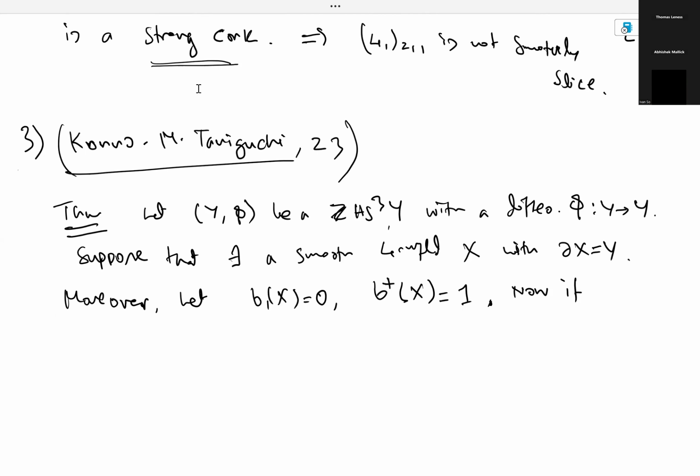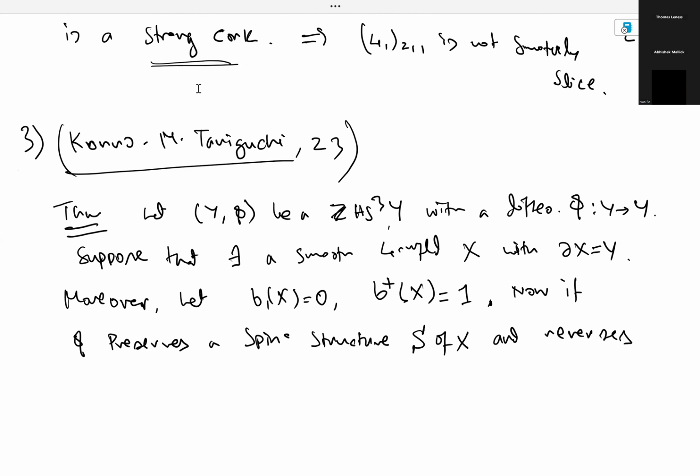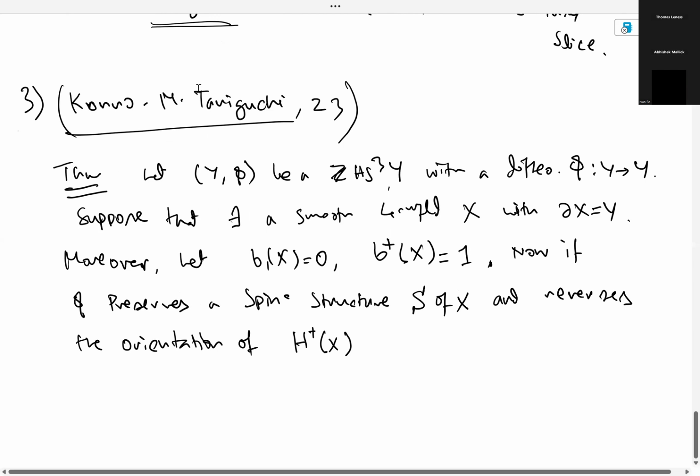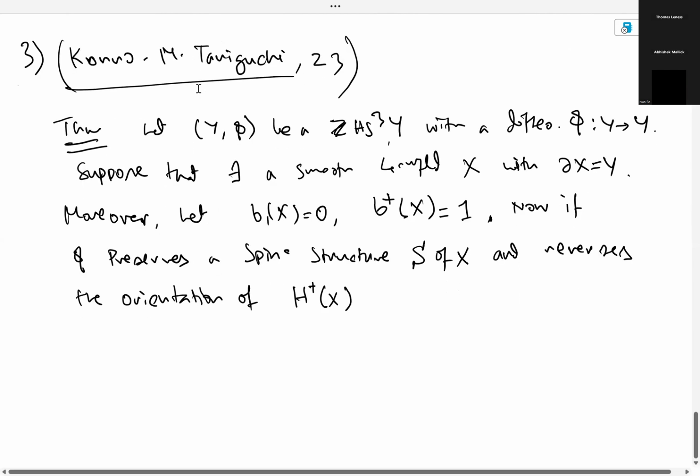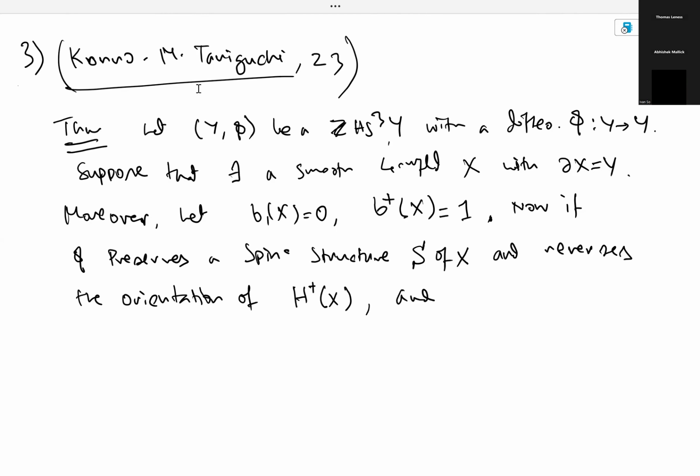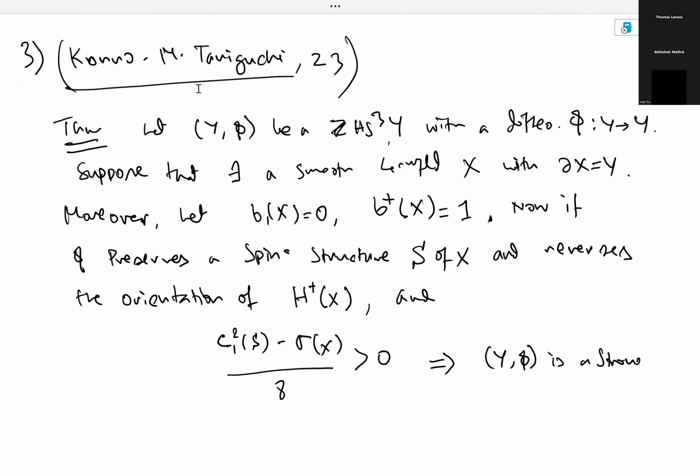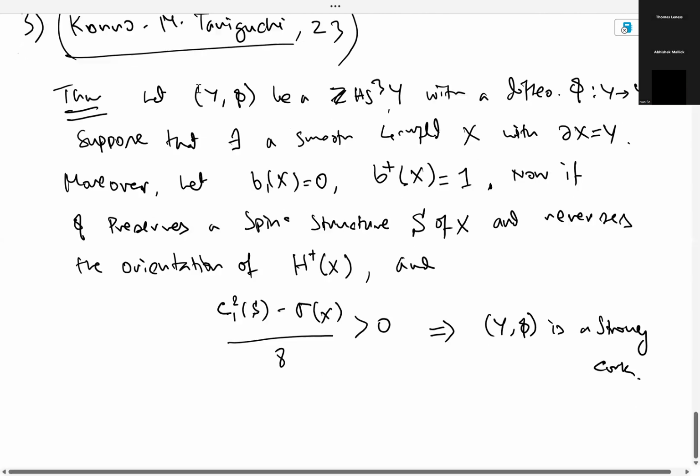Now, if phi preserves a spin C structure of X and reverses the orientation of H plus of X. So H plus of X, recall, is a certain choice of maximal positive definite subspace of H upper 2 of X with respect to the intersection form. And a certain grading shift associated with that spin C structure is positive, then that implies (Y, phi) is a strong cork.